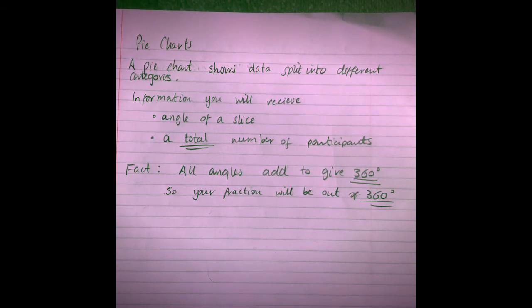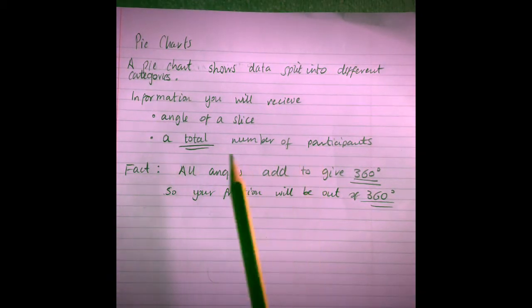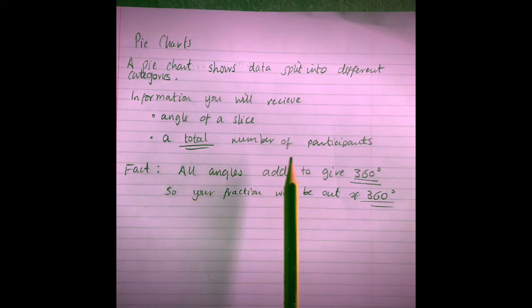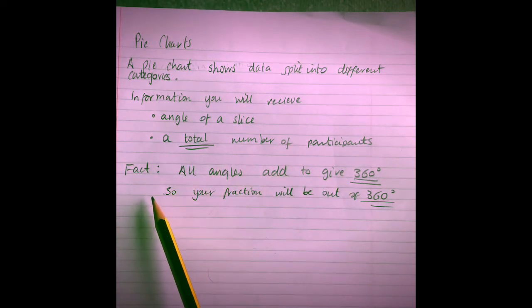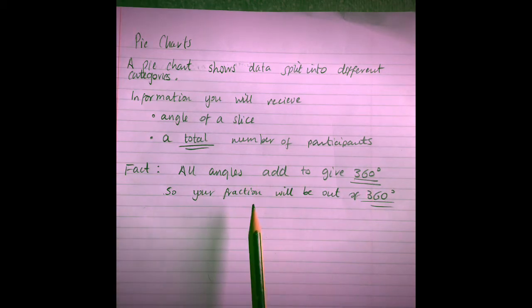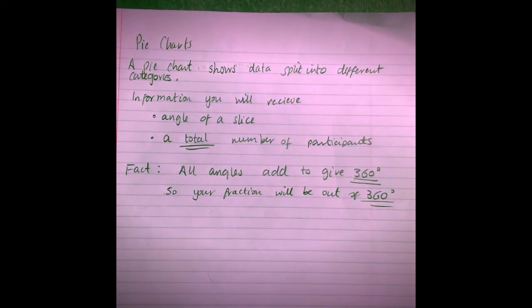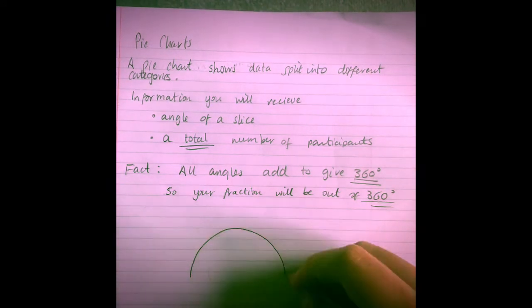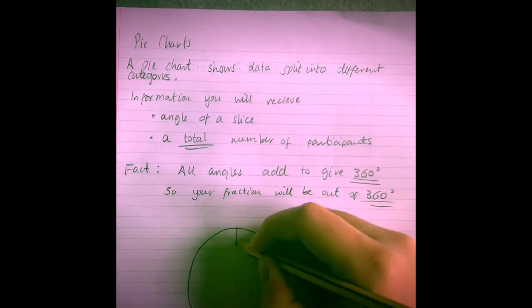So what we're going to do today is pie charts. A pie chart shows data split into different categories, okay? Information you will receive is the angle of a slice and the total number of participants. Now, here's a fact. All angles in a circle add to give 360 degrees, so your fraction will be out of 360 degrees.